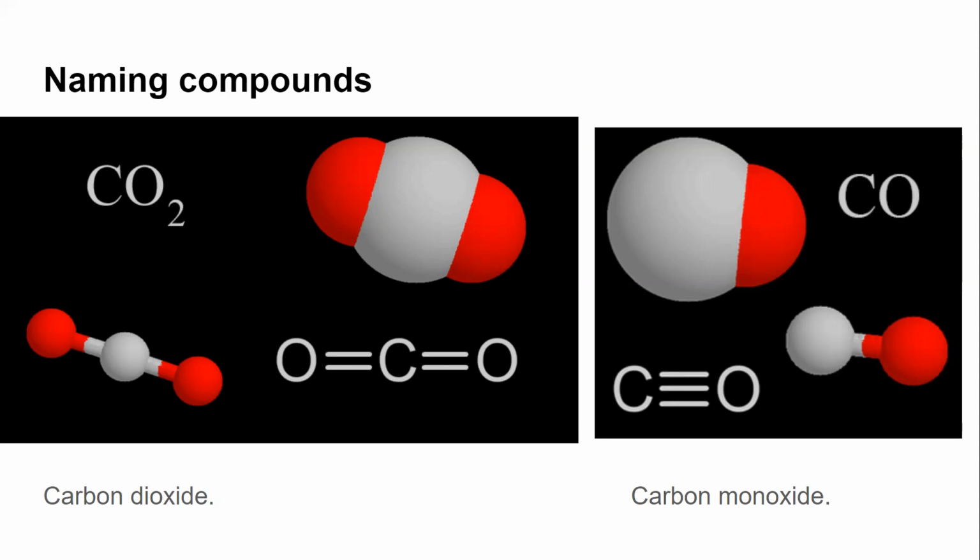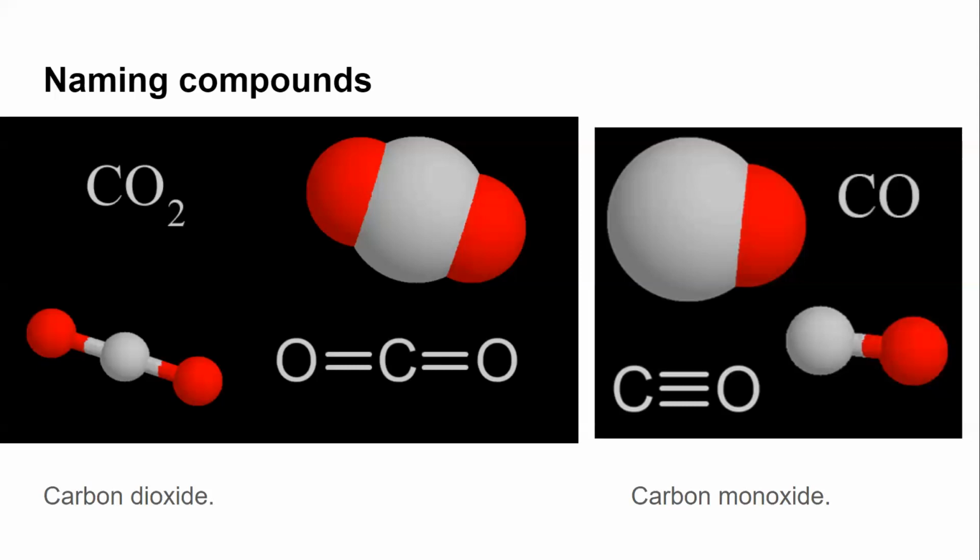When two elements form a compound, the name often ends in "ide". Some compounds contain two different elements plus a third element, oxygen. These compounds often have names ending with "ate". For example, a compound of calcium, carbon, and oxygen is called calcium carbonate.